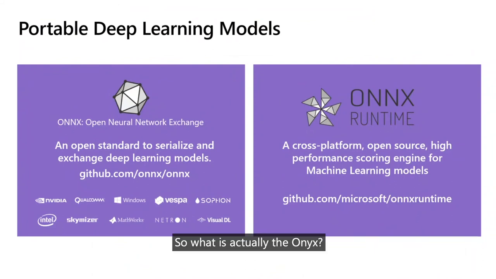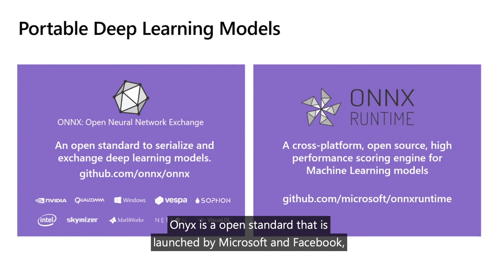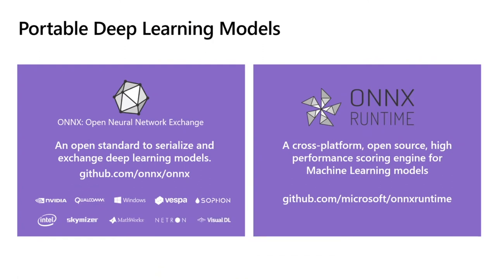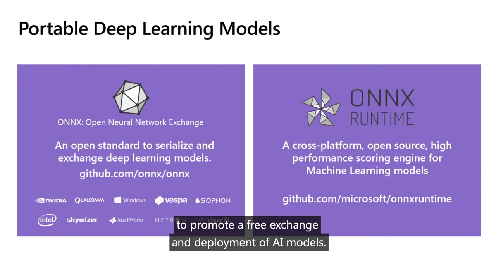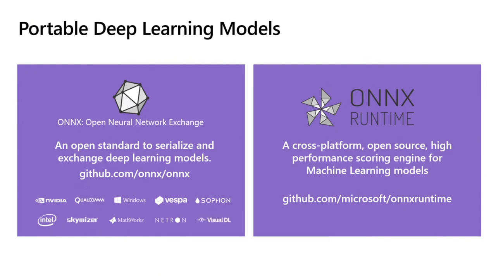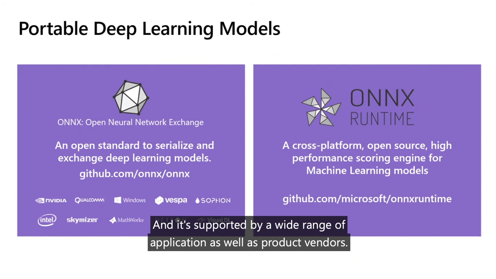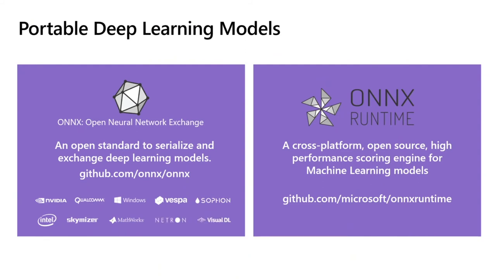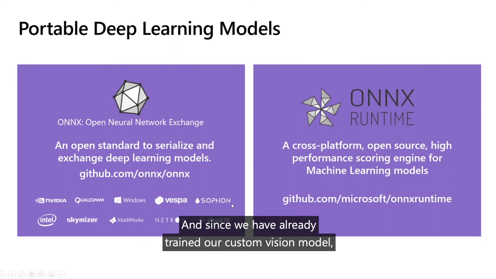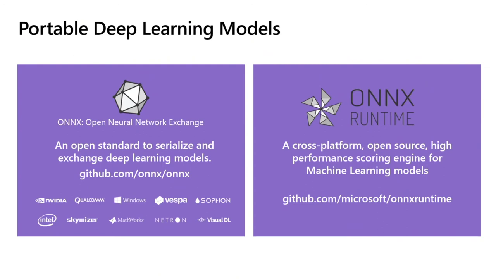So what is actually ONNX? ONNX is an open standard launched by Microsoft and Facebook to promote the free exchange and deployment of AI models. And it's supported by a wide range of applications as well as technology vendors. And since we have already trained our custom vision model, we can integrate it with our Tailwind Trader app by exporting it into an ONNX file.